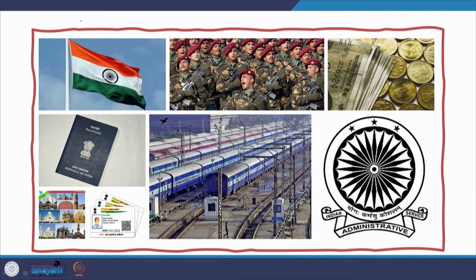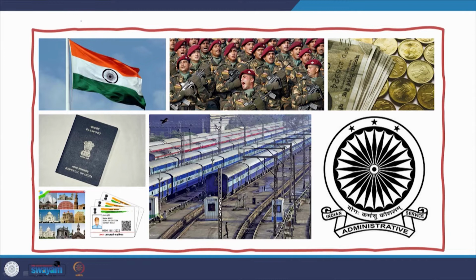How do we call ourselves one nation? We have one flag, we have one armed forces, we have the same currency across the country, we use the same passport, we have the same Aadhaar card, we have the same architectural heritage, we have the same railways connecting us throughout the country, and we have the same administrative structure that governs our country. These various aspects, as I have highlighted in this slide, unite us together as one nation, India.